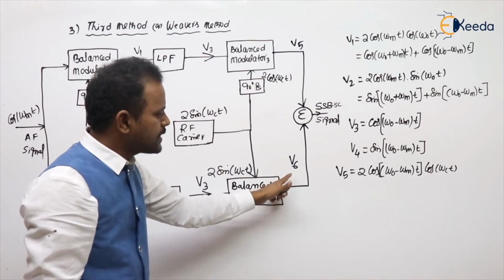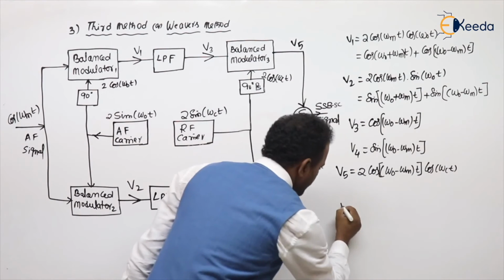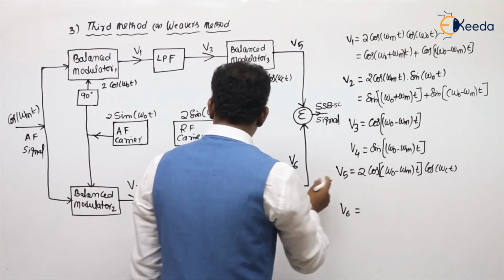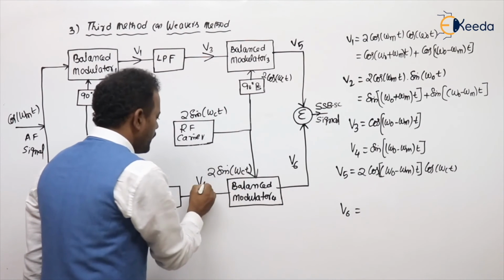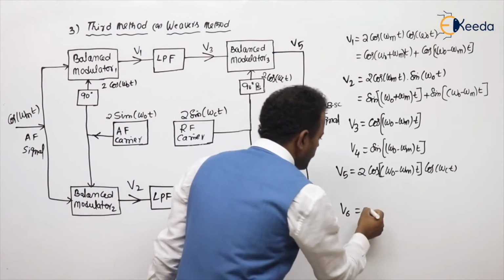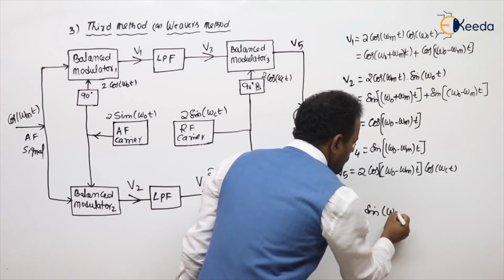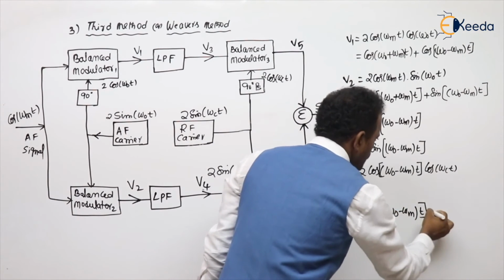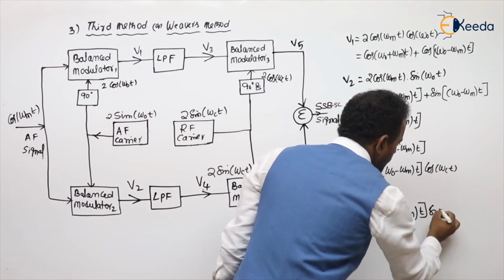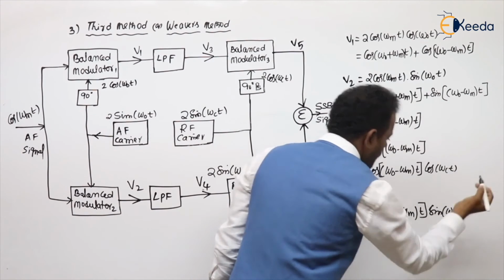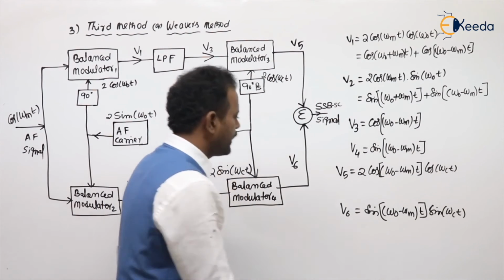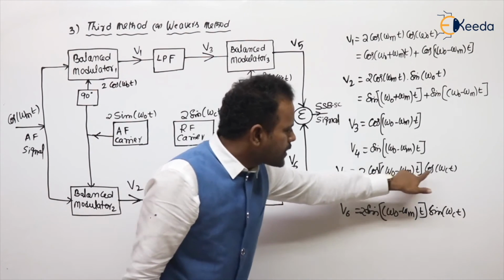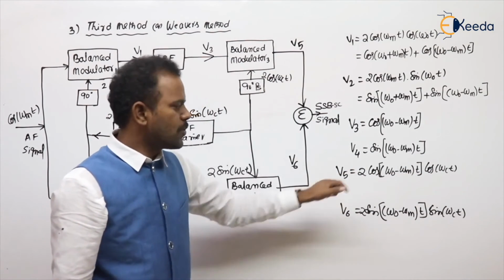Next, what is V6, sir? Just leaving a gap and writing. What is V6, sir? One input is V4, sir. What is V4? Sin(omega naught minus omega m)t into the carrier, sin omega ct. Anyhow, I have taken 2 to make the proper calculations. It is the cos B formula, sir. Of course, 2 is also there.